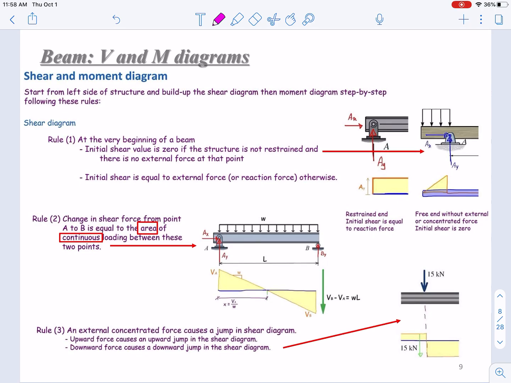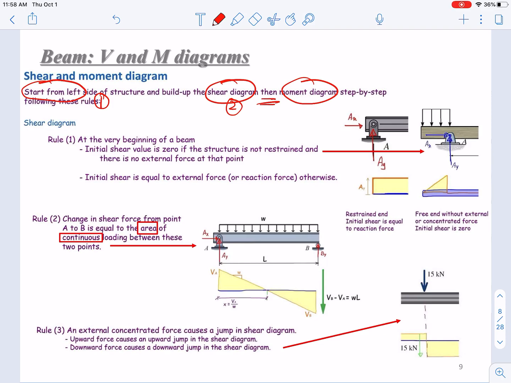Then we will start from the left side of the structure and build up the shear diagram, then the moment diagram, step by step, following some general rules. These are important. We normally start from the left-hand side and move step by step to the right-hand side, building up the shear diagram first, then the moment diagram, since we need the shear diagram to calculate areas to determine the moment diagram. So the first rule: start from left. The second rule: shear diagram first, then moment diagram.